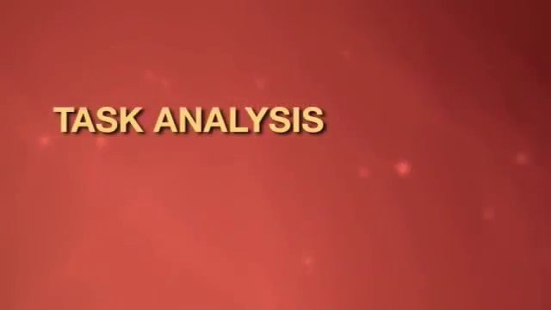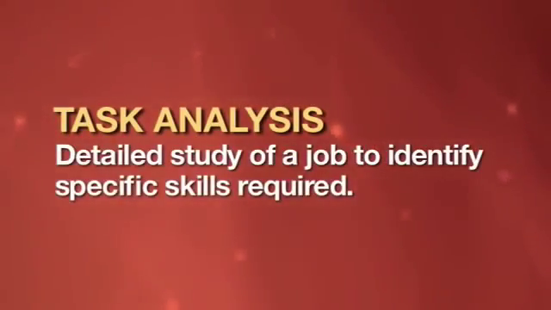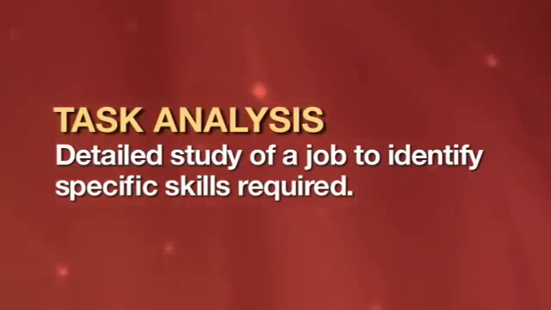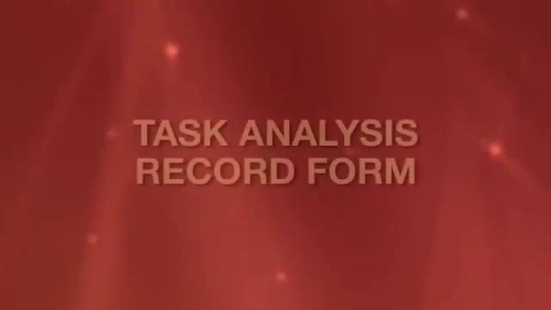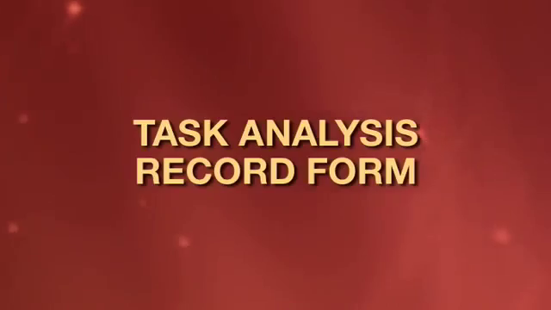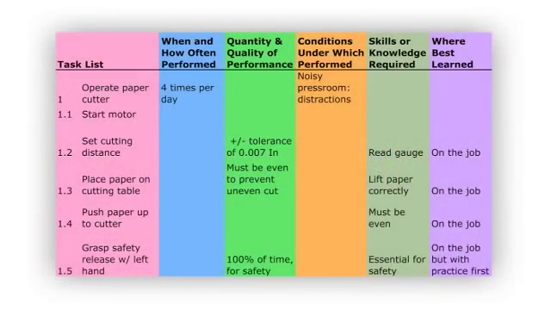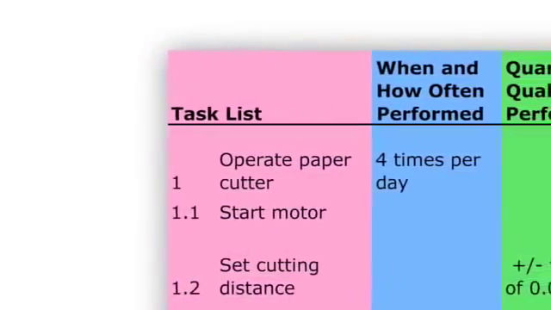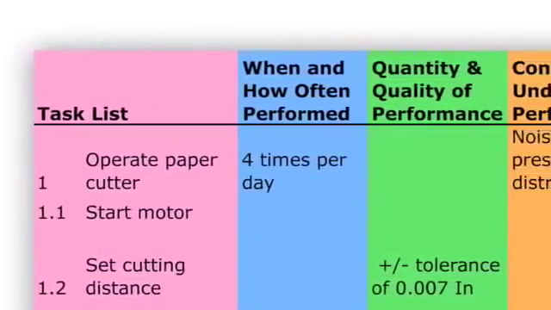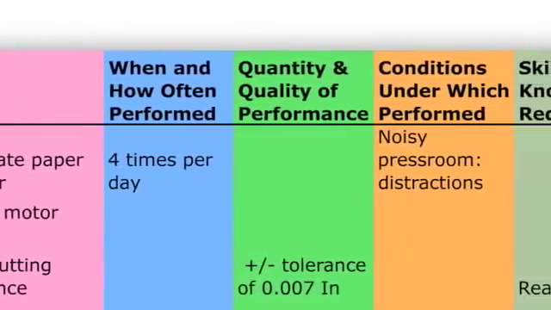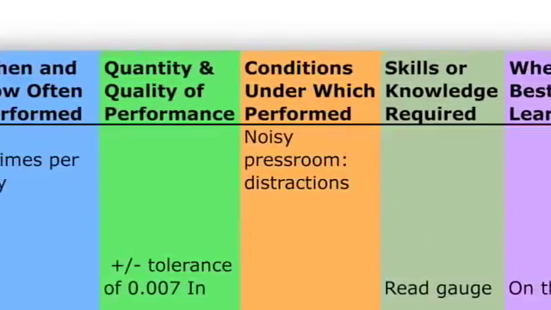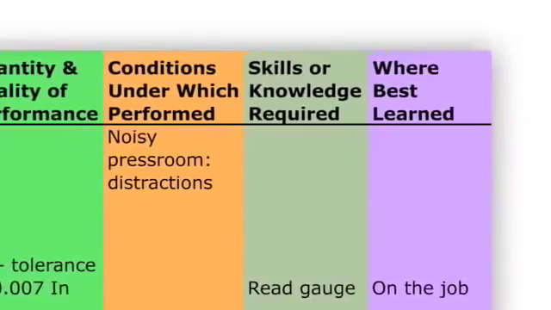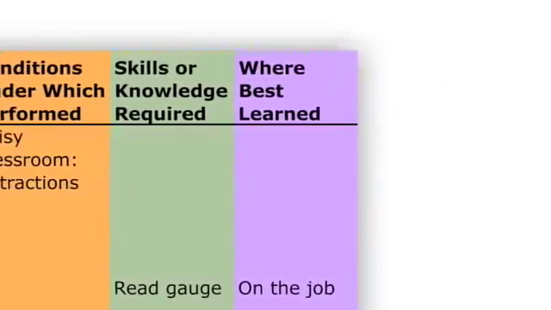The task analysis is a detailed study of a job to identify the specific skills required, especially for new employees. A task analysis record form can also be used. Here is an example of this form for a printing press operator. The task analyses contain the following information: a task list, when and how often each task is performed, the quantity and quality of performance expected, the working conditions, the skills or knowledge required, and where those can be best learned.